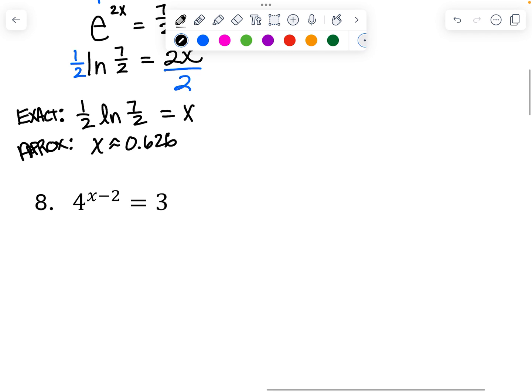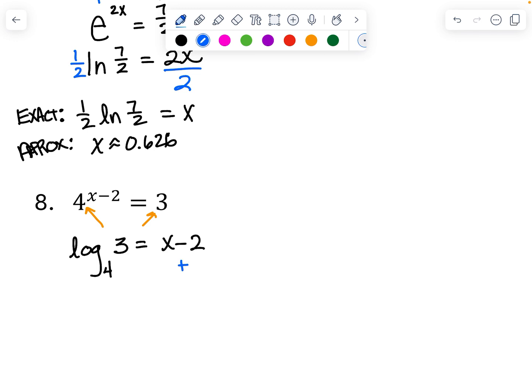Okay, on this one, the variable is in the exponent, and there is no way to make the base and this base the same. So I'm going to change it into a logarithm. I'm going to say I have a logarithm whose base is 4, whose argument is 3, is x minus 2.